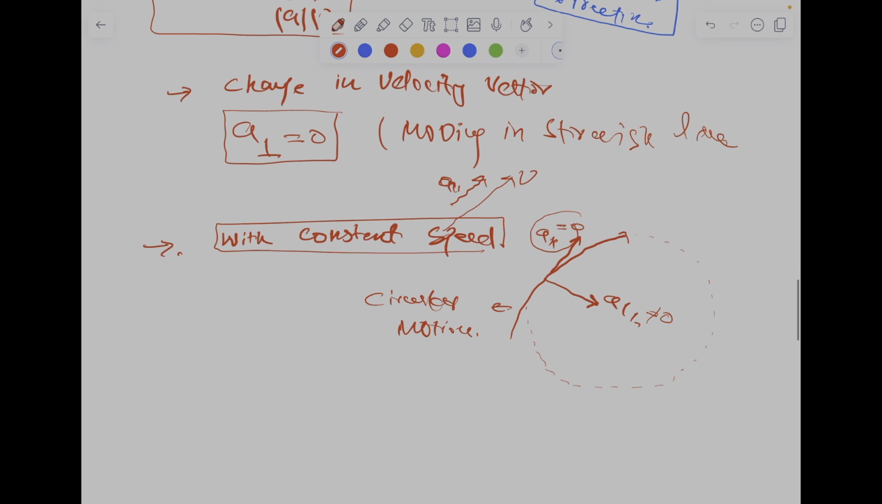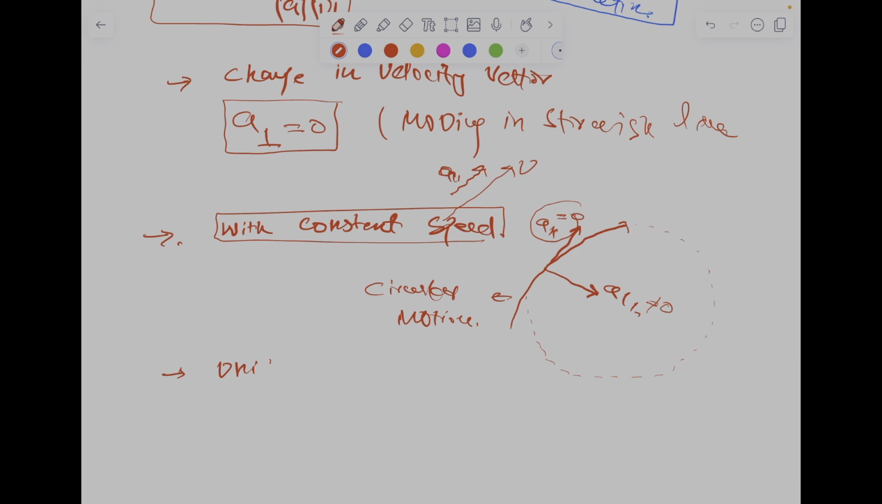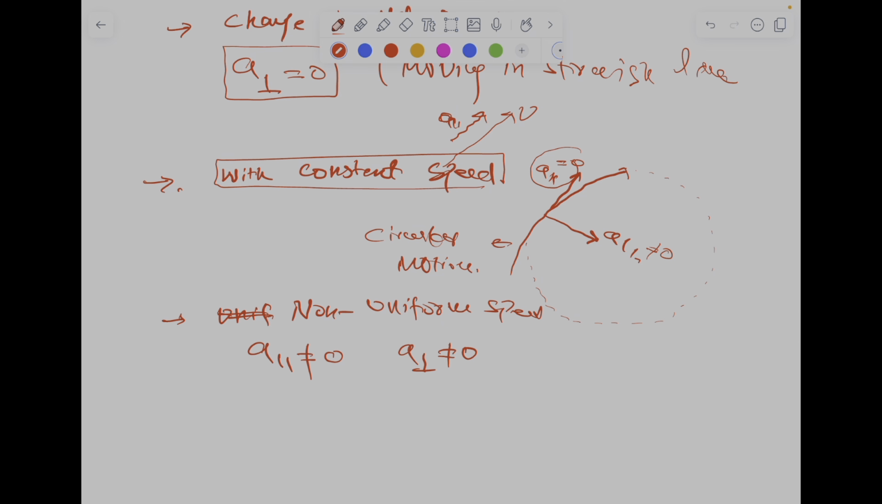So if the particle moves with non-uniform speed, then both the parallel component of the acceleration and the perpendicular component of the acceleration are not 0. It means the direction of the acceleration vector depends on whether the particle's speed is increasing or decreasing. So it depends upon whether the particle is increasing or decreasing speed, because the speed is not uniform, it's changing.